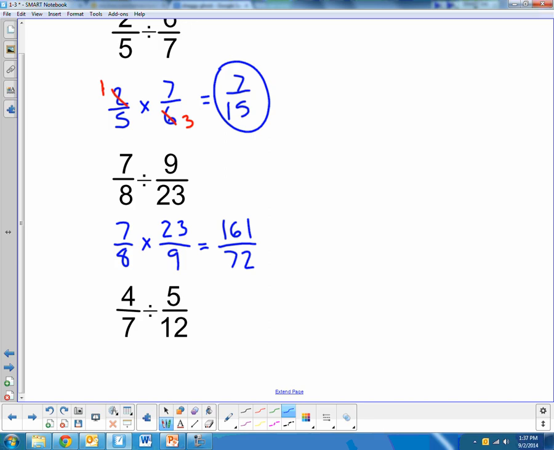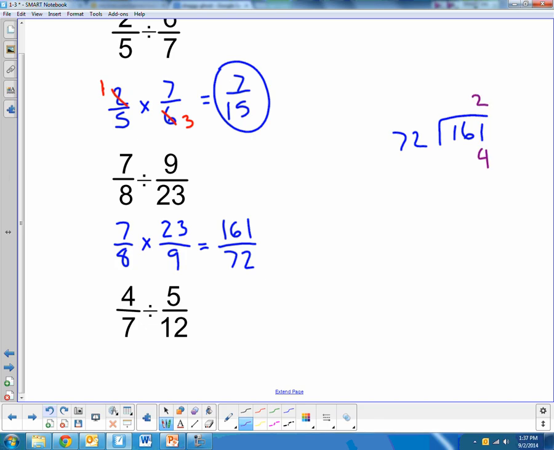Okay, I'm just going to do a little scratch work over here. 161 divided by 72, because remember, a fraction is just division. It's the numerator divided by the denominator. That's where we get that divide sign. And so I'm going to divide 161 divided by 72, excuse me. And I believe that can go in there twice. Let's give it a shot.